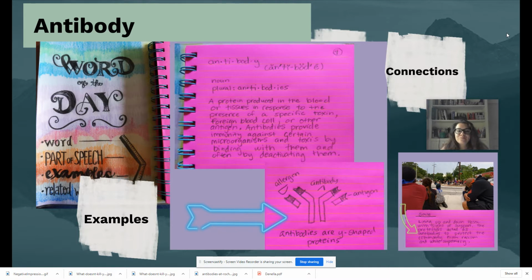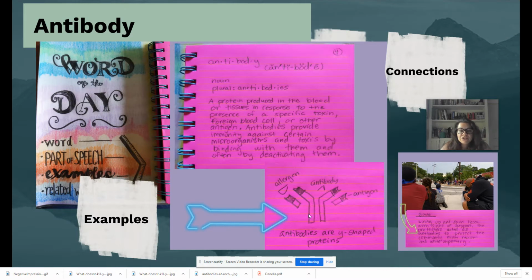Alright, so antibody. This is a noun. The plural is antibodies. You've probably heard this word recently because it's been all over the news. An antibody is a protein produced in the blood or tissues in response to the presence of a specific toxin, foreign blood cell, or other antigen. So when your body senses that there's something inside you that doesn't belong there, the antibodies are created as a response. Antibodies provide immunity against certain microorganisms and toxins by binding with them and often by deactivating them.